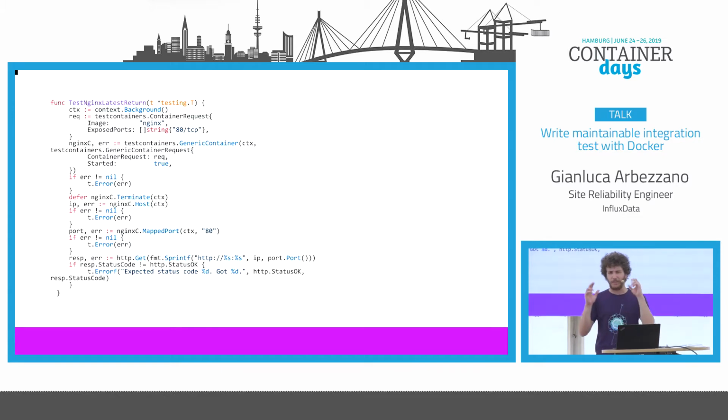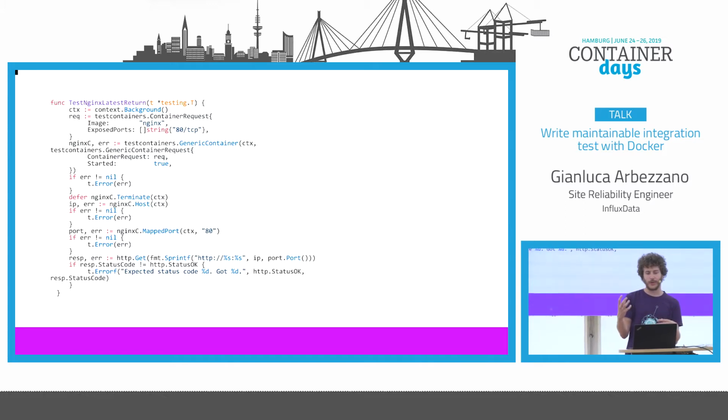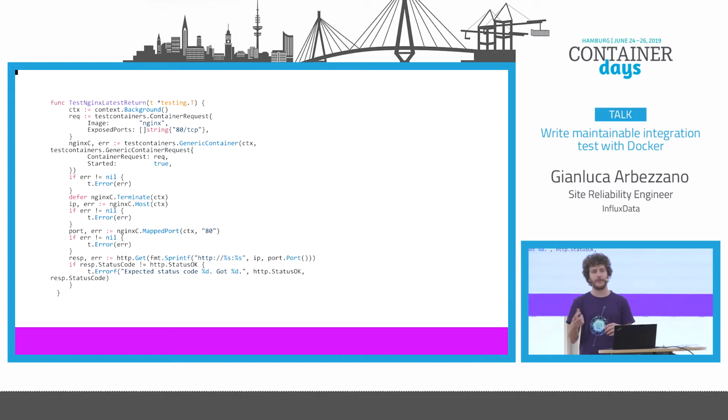When you expose a port, you are not doing what you are used to doing with docker run -p 80:80, where you say that port 80 from the container is port 80 on your host. What you are doing is more like -p 80. So Docker will look for a randomly open port in your laptop and will expose port 80 of the container to the host. So with the line nginxC.MappedPort with context and 80, I'm asking for the port mapped to port 80.